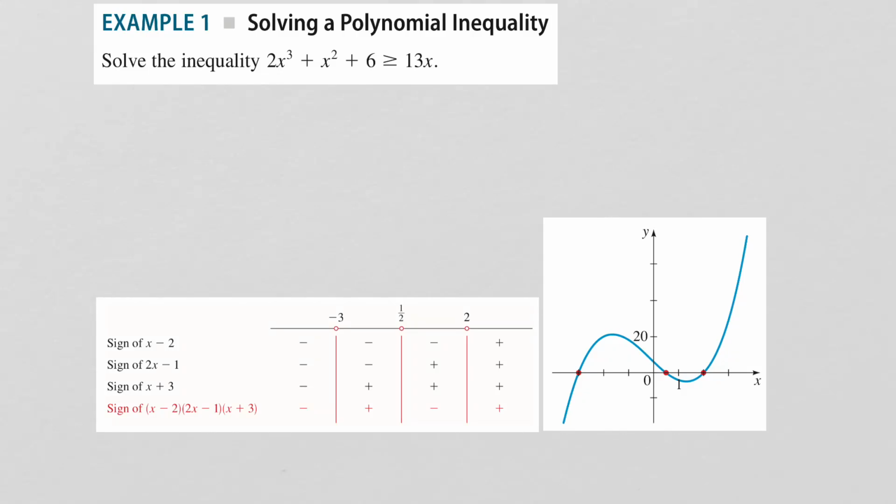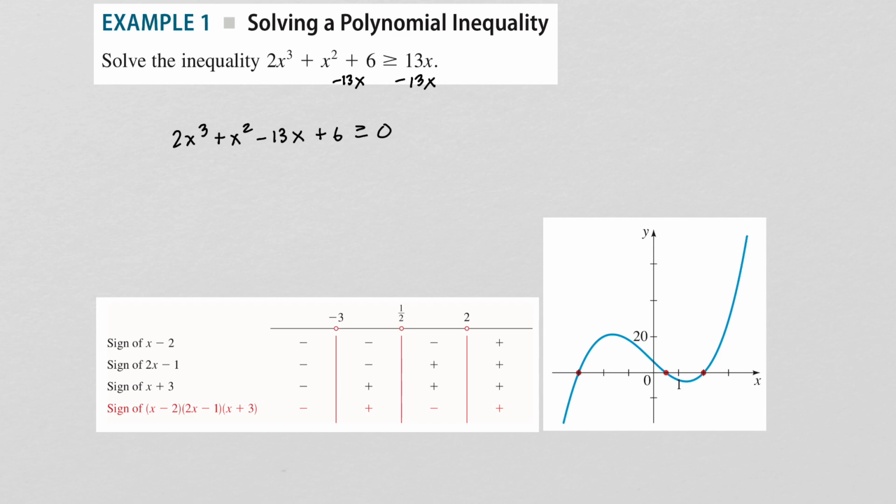Let's consider the following polynomial inequality. We would like to solve for all values of x for which 2x cubed plus x squared plus 6 is greater than or equal to 13x. The best way to approach a problem like this is to get 0 on one of the sides. So if I subtract 13x from both sides, this turns into 2x cubed plus x squared minus 13x plus 6 is greater than or equal to 0.